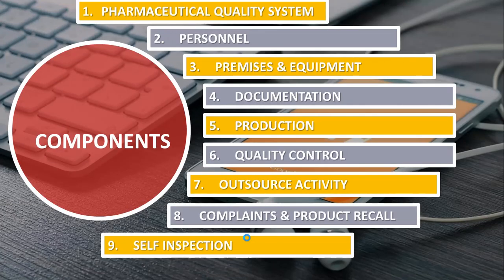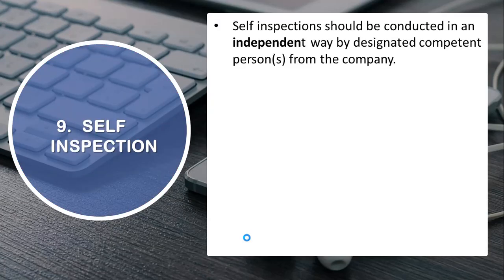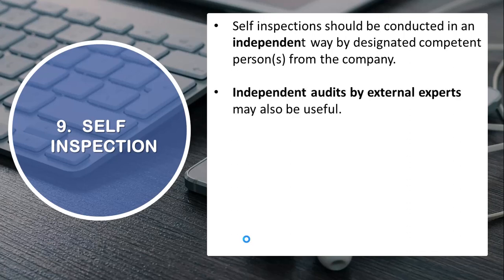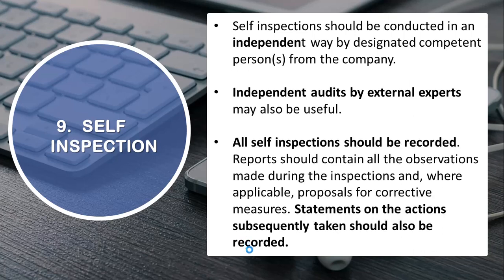And finally, the ninth component is regarding the self-inspection. The organization must conduct self-inspection from time to time to ensure conformity to GMP principles. The self-inspection should be carried out in an independent manner by a competent person from the company. The appointment of external audits may also be considered. And as always, all the inspection activities must be recorded and proposed for corrective actions if there are any deviations. Statements on the actions taken for corrective actions should also be recorded.